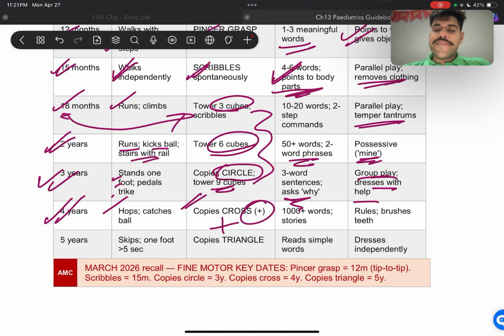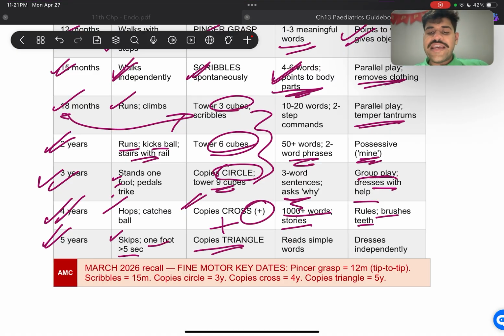All right. Now they have 1,000 plus words, and they have stories for them, and they have certain rules, such as they can brush their teeth. At 5 years, they can skip. They can hold one word for more than 5 seconds. They can copy triangles. They can read simple words and dress independently.